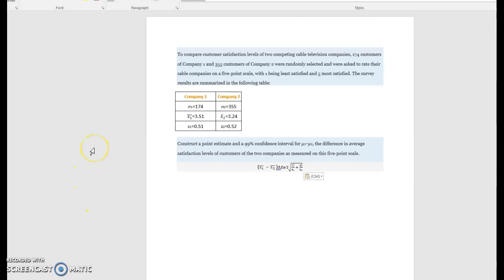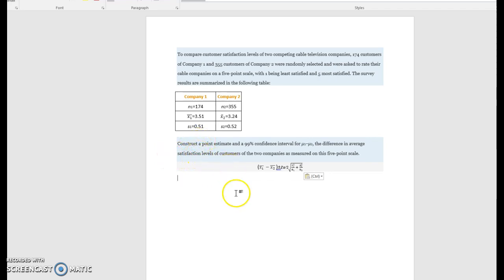Let's look at example 1. To compare customer satisfaction levels of two competing cable television companies, 174 customers of Company 1 and 355 customers of Company 2 were randomly selected and were asked to rate their cable companies on a 5-point scale, with 1 being least satisfied and 5 most satisfied. The survey results are summarized in the table.